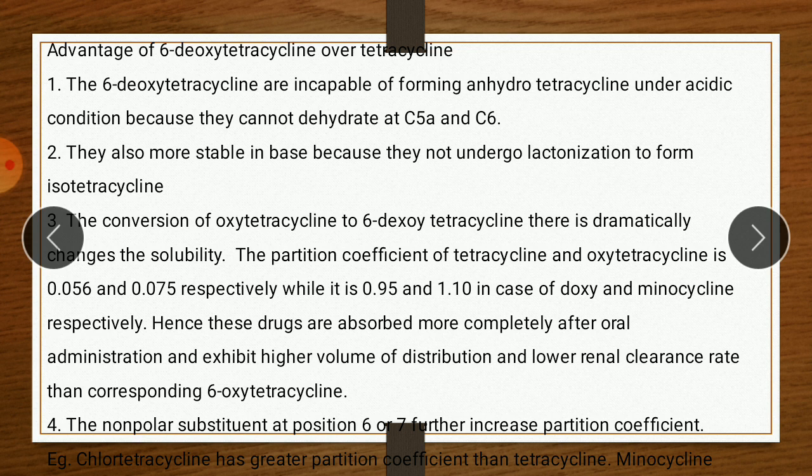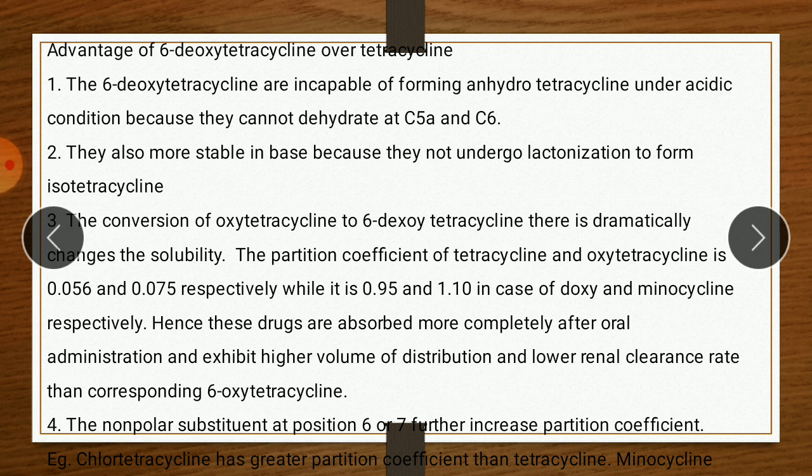Normally, as we saw previously, in presence of acid, tetracycline undergoes dehydration and forms anhydrous tetracycline. In that reaction the 6th position hydroxyl group is involved, but in the case of 6-deoxy tetracycline there is no hydroxyl group on carbon 6, therefore there is no formation of anhydrous tetracycline and no dehydration in presence of acid. Similarly, they are also more stable in base because they do not undergo lactonization to form isotetracycline. In presence of base, again the 6th position hydroxyl group is involved, but here there is no hydroxyl group on the 6th position, therefore this type of compound does not form isotetracycline.